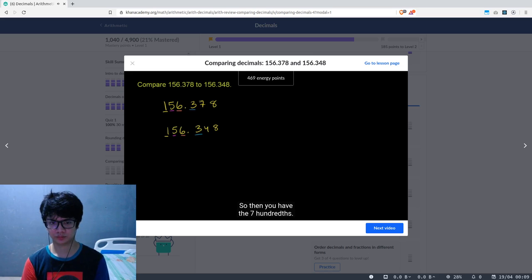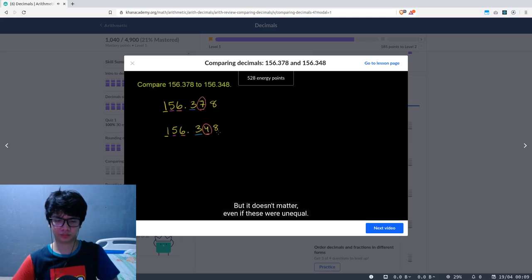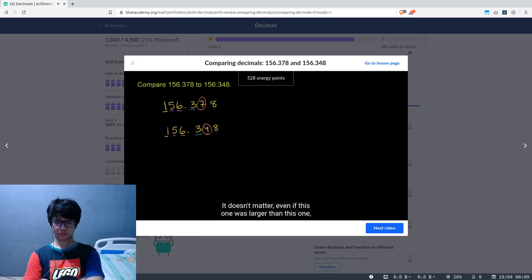So then you have the 7 hundredths. We have 7 hundredths here. Now we have 4 hundredths here. So this has less hundredths than this does over here. And if we go to the thousandths place, these are equal, but it doesn't matter even if these were unequal. It doesn't matter even if this one was larger than this one, because in the more significant place, this number was larger than this number. So 7 is greater than 4.